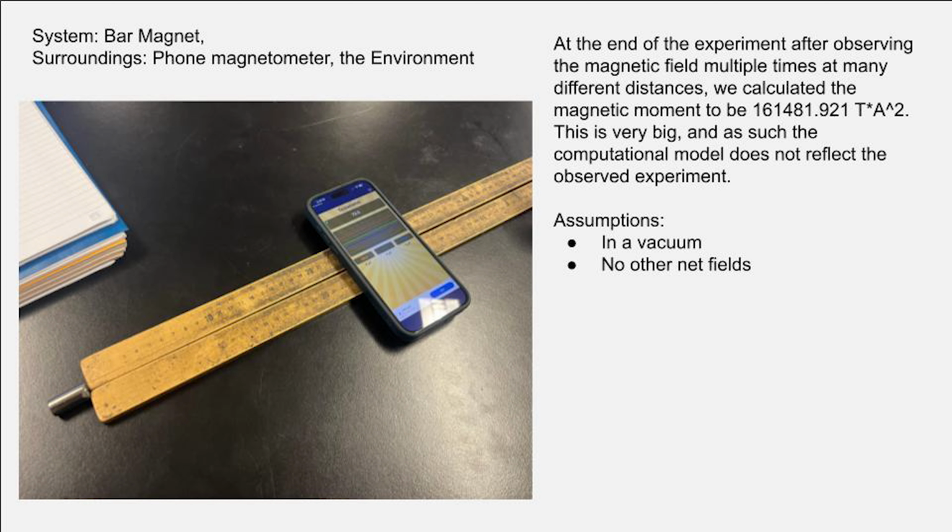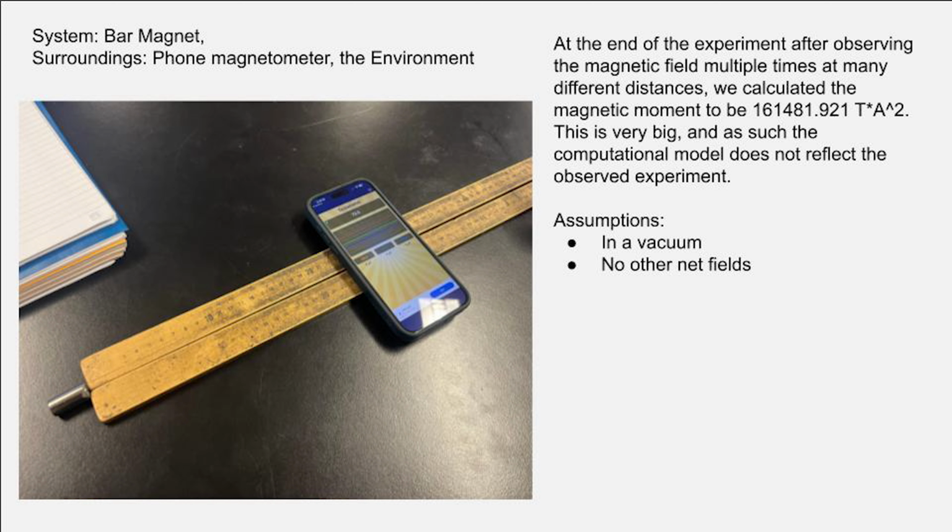The system is the bar magnet itself, and the surroundings is the phone and the environment and the meter stick and all of that. At the end of the experiment, after observing the magnetic field multiple times at many different distances, we calculated the magnetic moment to be 161,481.921 Tesla area squared. This is very big, and the computational model does not reflect the experiment because of this. We'll talk about sources of error towards the end.